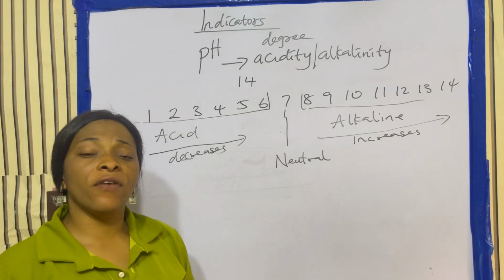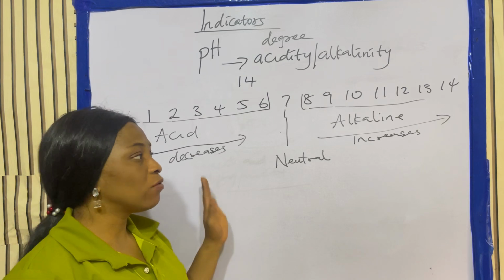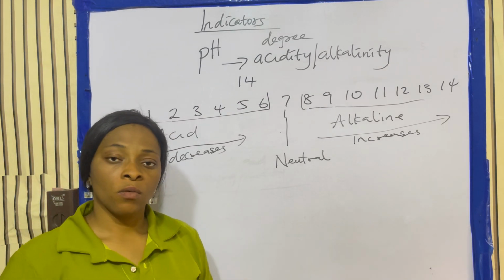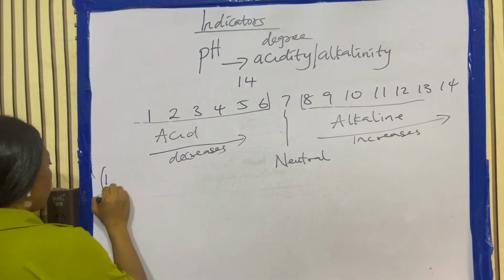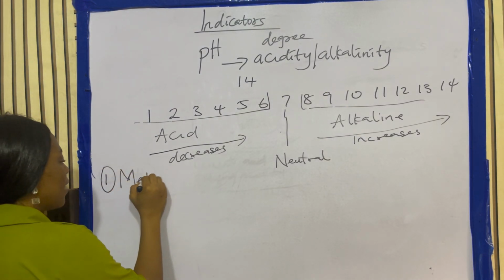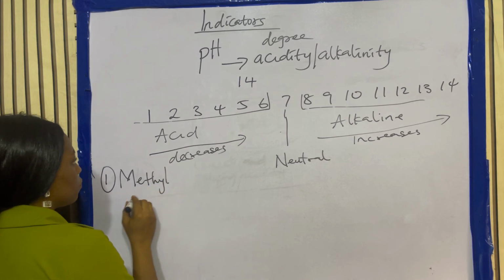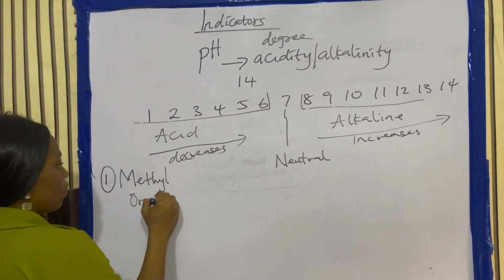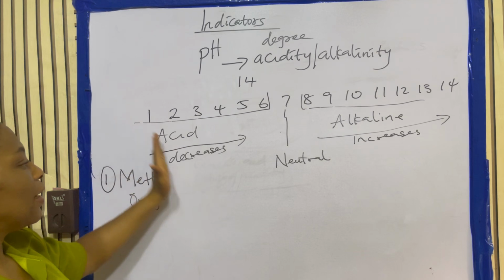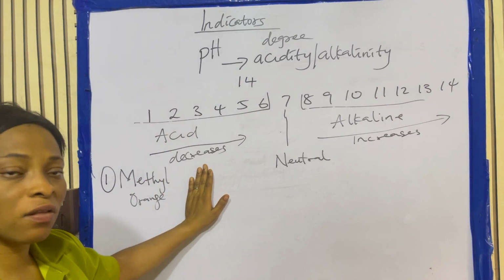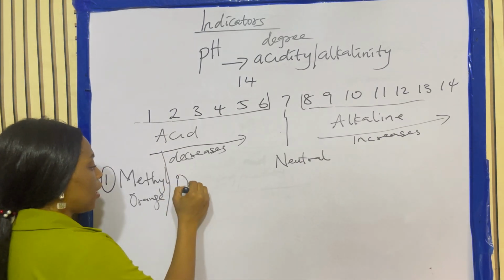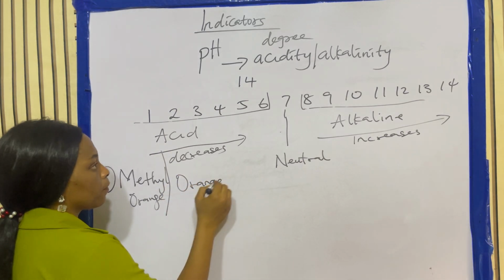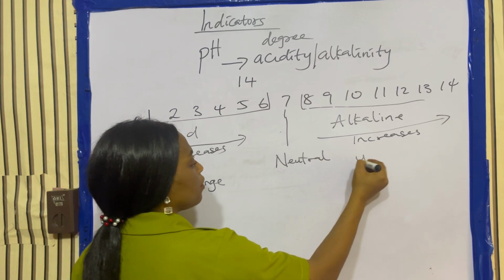Now, we'll be looking at various indicators and what they produce in different media. So let's look at the first indicator. The first indicator is methyl orange. So methyl orange, in acidic medium, what does it produce? The color will be what? In acidic medium, it is orange. In alkaline medium, it is yellow.